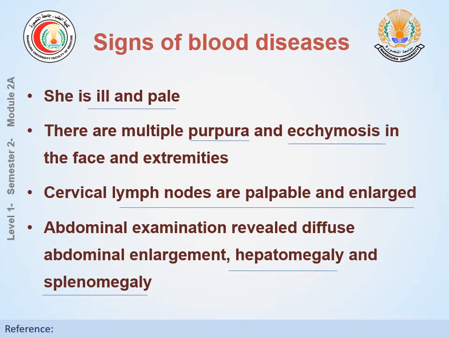What are the common signs of blood disorders mentioned in this case? Ill and pale is a physical sign that the physician may notice, that the patient is ill and the patient is pale. There is a manifestation of bleeding tendency like purpura and ecchymosis in the skin. Cervical lymph node enlargement is called cervical lymphadenopathy, which means the lymph nodes in the neck are enlarged and palpable. And the abdominal examination found hepatosplenomegaly.